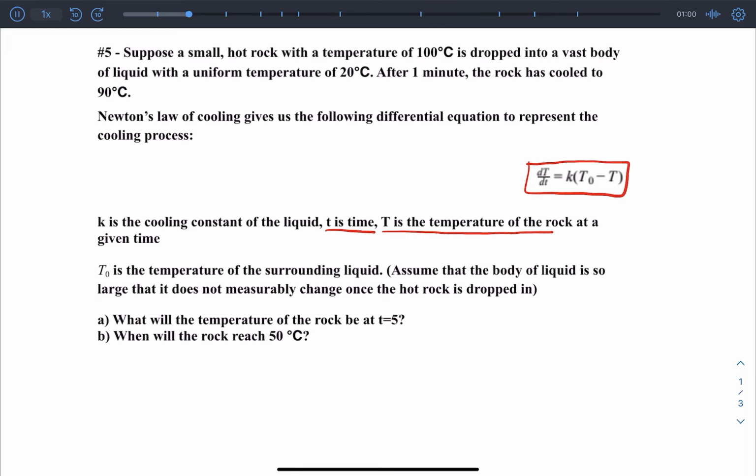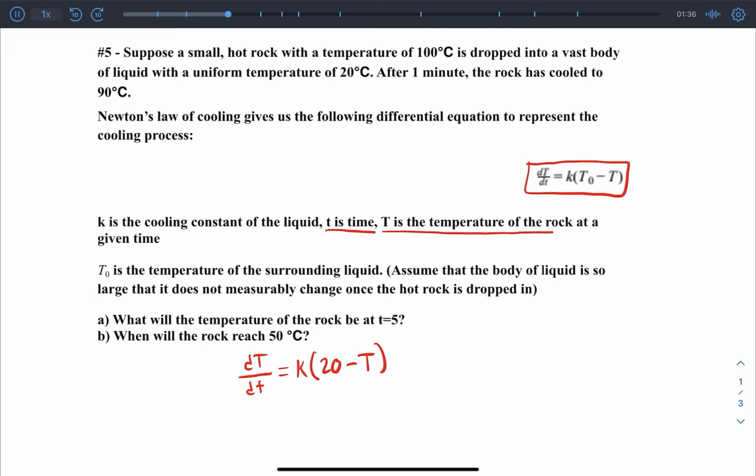So let's start by looking at the equation we were given for Newton's law of cooling, plug in what we know, and then move some things around to get time on one side and temperature on the other. Just rewriting what we were given, the change in temperature over the change in time is equal to k times our initial temperature, which we know is 20, minus the temperature of the rock at a given time.